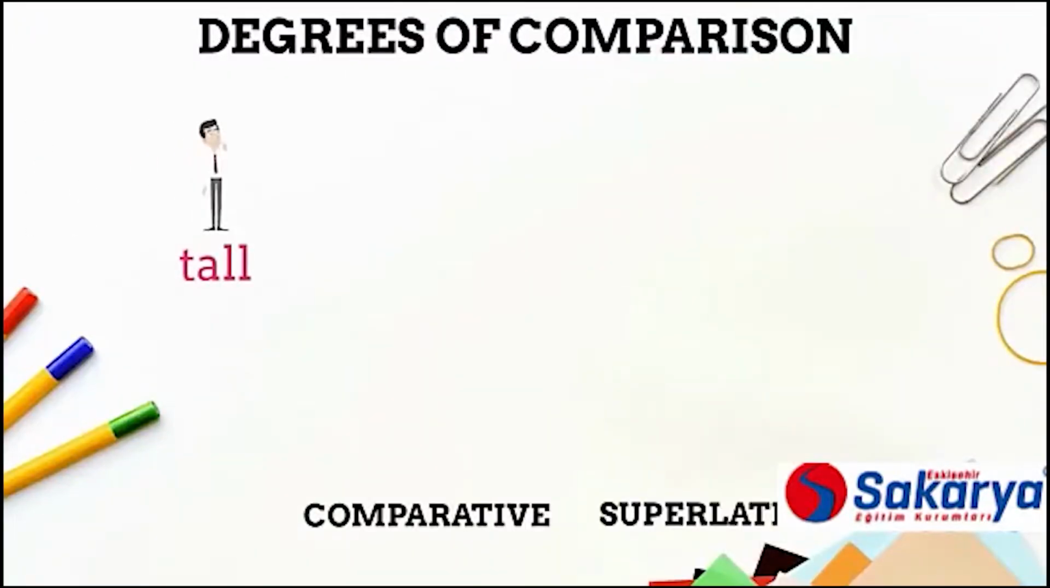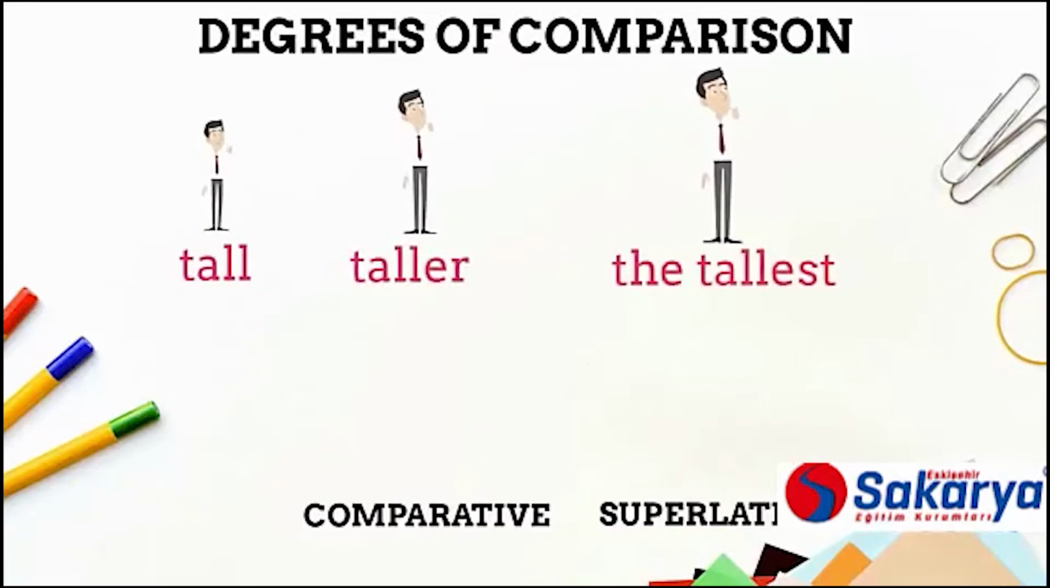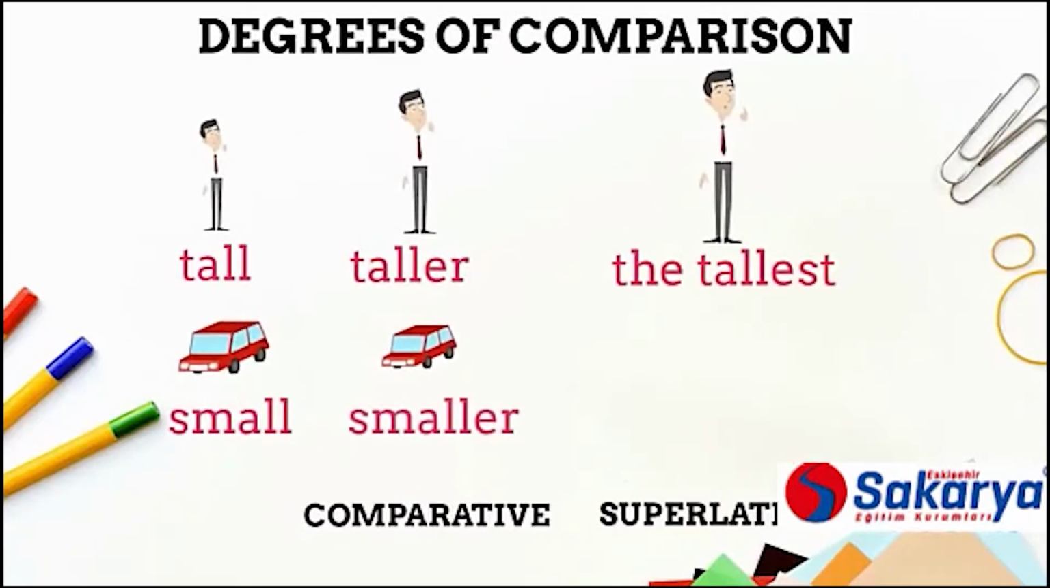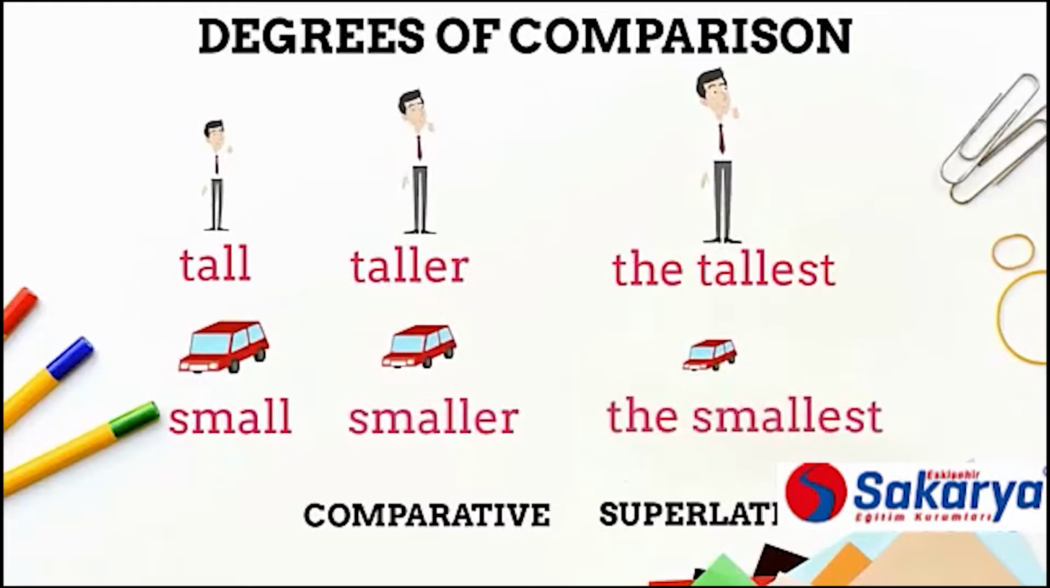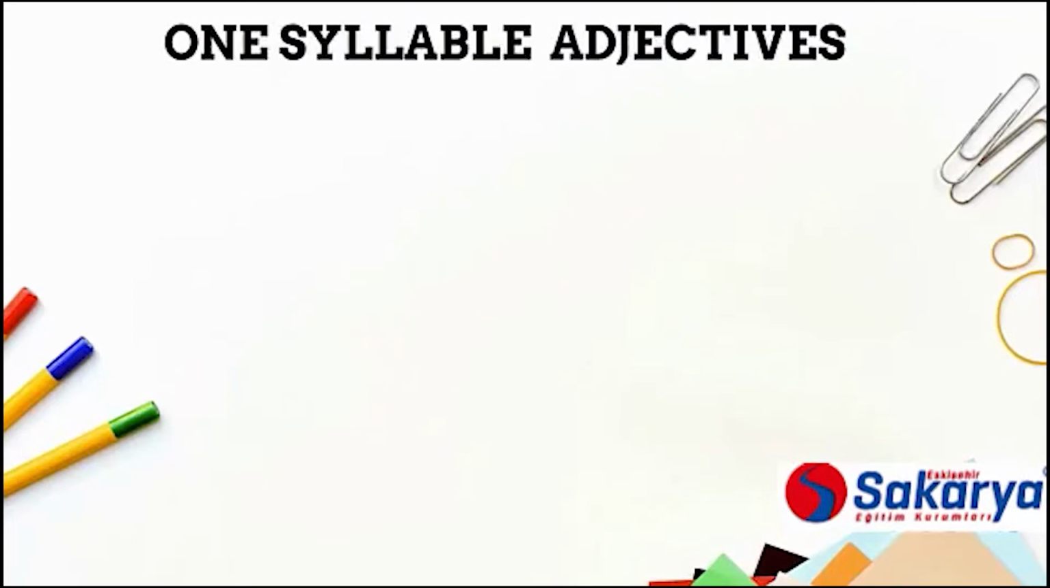So, degrees of comparison: tall, taller, the tallest; small, smaller, the smallest. You already know taller and smaller. Today we will learn the tallest and the smallest. We call these superlatives, the tallest and the smallest. Let's learn how to make them.